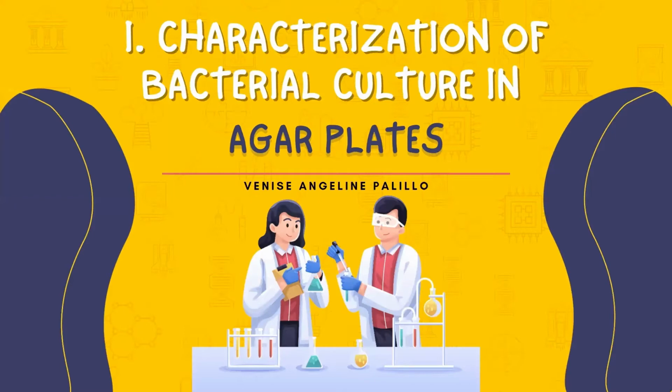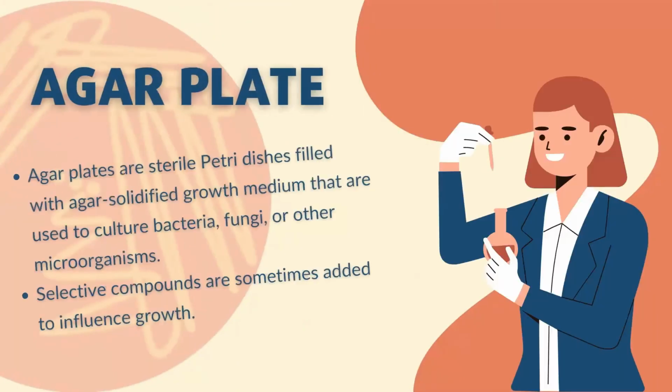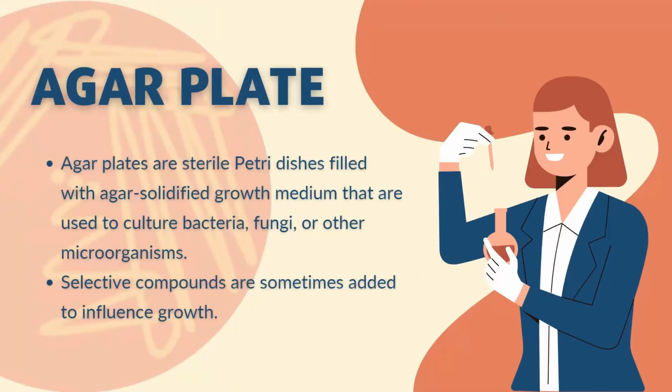Characterization of bacterial culture in agar plates. So, what is an agar plate? Agar plates are sterile petri dishes filled with agar solidified growth medium that are used to culture bacteria, fungi, or other microorganisms. Selective compounds are sometimes added to influence growth. Therefore, agar plates are the standard solid support material for growing microorganisms.